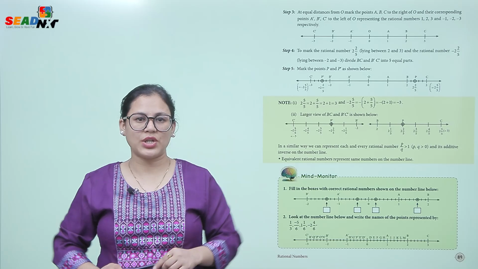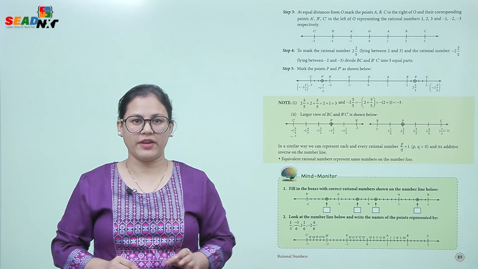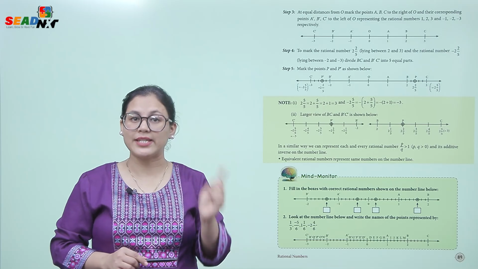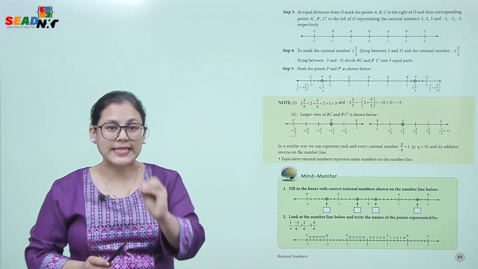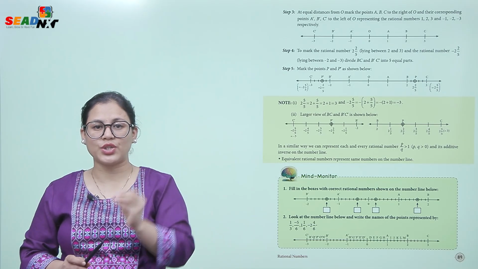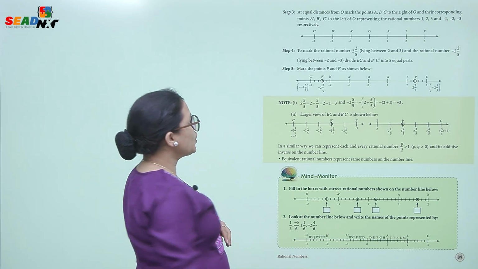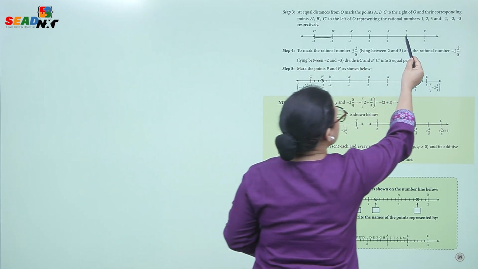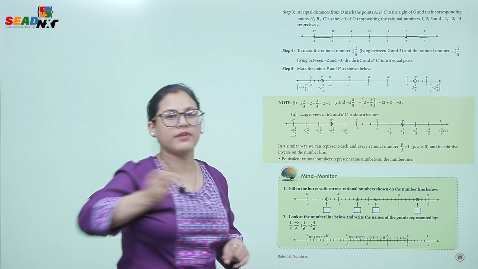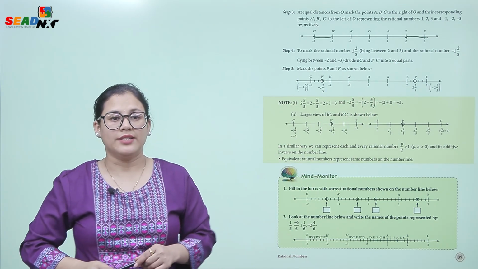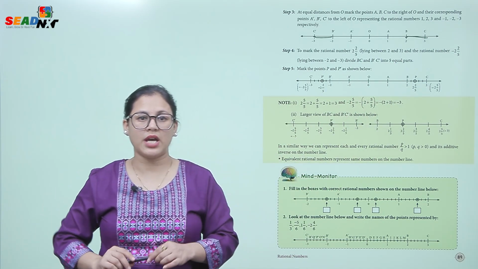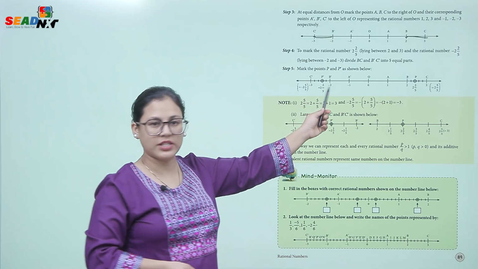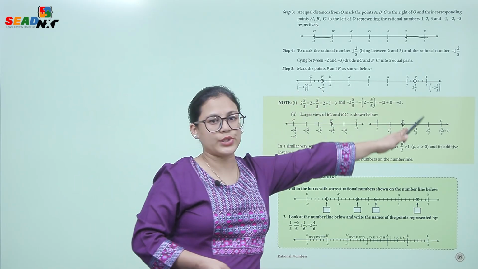To mark the rational number 2 by 5 lying between 2 and 3 and the rational number -2, 2 by 5 lying between -2 and -3, divide BC and B dash C dash into 5 equal parts. Okay, so we have to divide B dash C dash and BC into 5 equal parts. Okay, step 5, mark the points P and P dash as shown below. So this is what we will do, divide into 5 equal parts, here and here also.